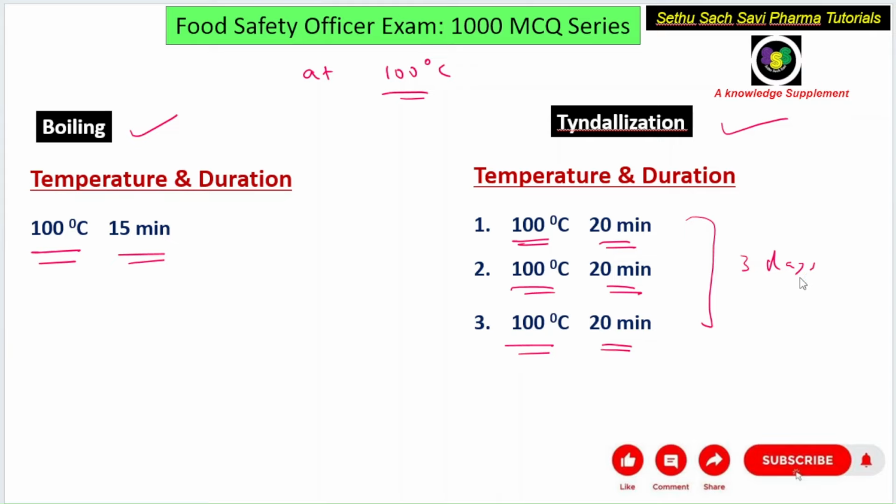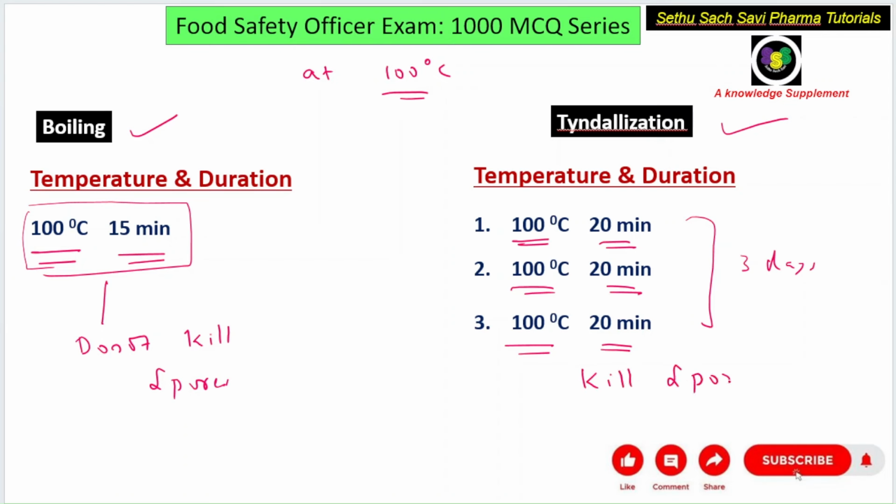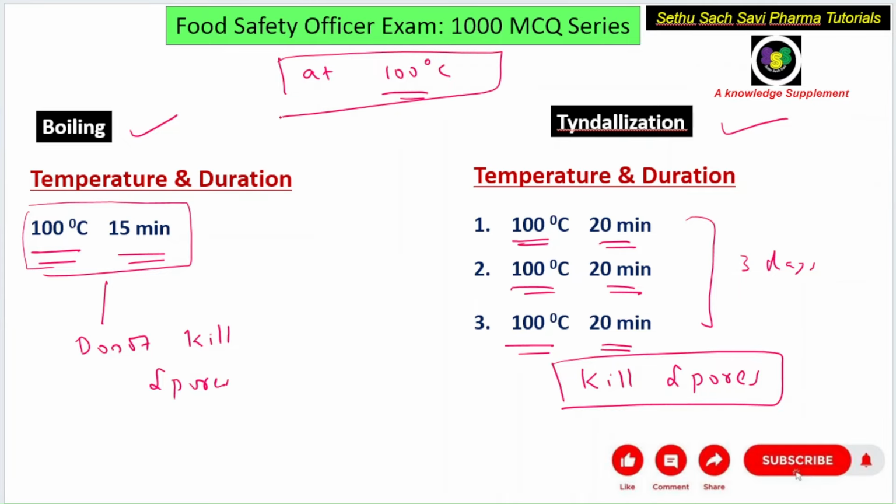What is the difference between boiling and tyndallization? In boiling, you do it for only one day, 100 degrees Celsius for 15 minutes. Therefore, it does not kill spores. Whereas tyndallization, since you are doing it for 3 days, 120, 120, 120, can kill the spores. So this is the moist heat sterilization which is done at 100 degrees Celsius.